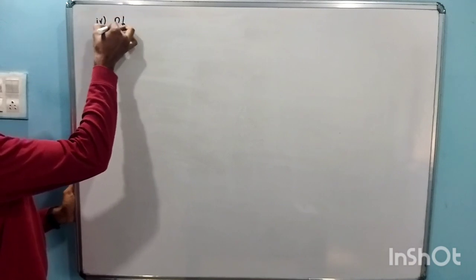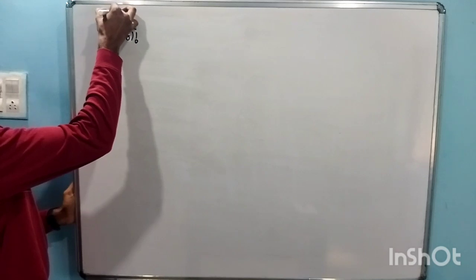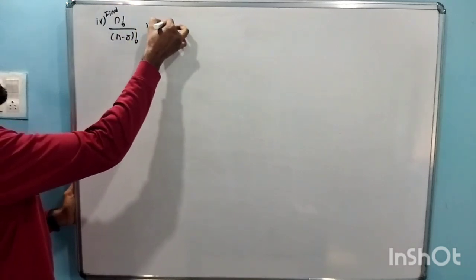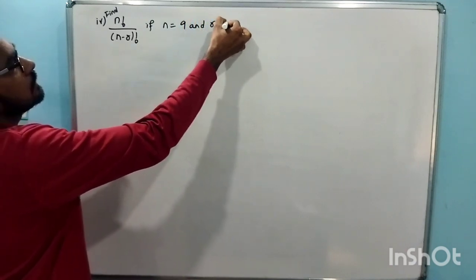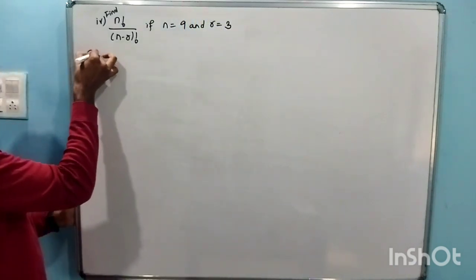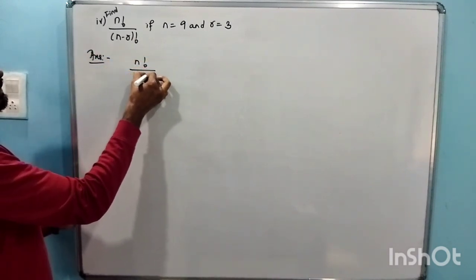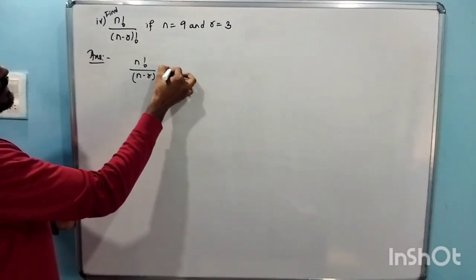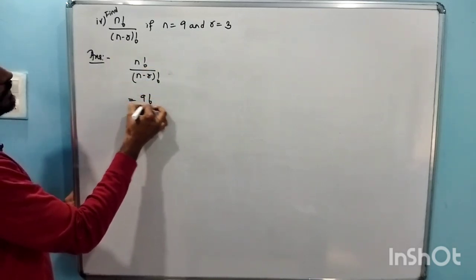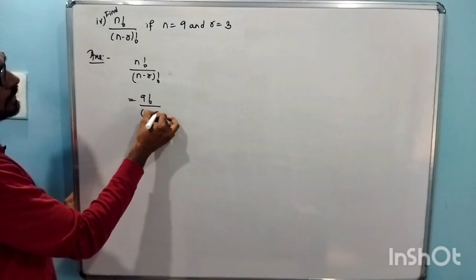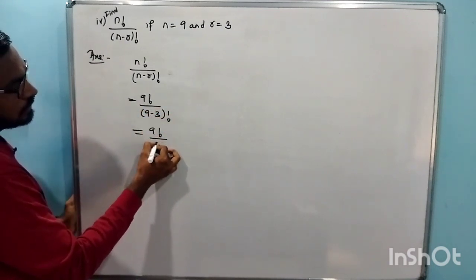Next, fourth problem. n factorial upon (n minus r) factorial. Find n factorial upon (n minus r) factorial if n is equal to 9 and r is equal to 3. So we'll check this. Here n factorial upon (n minus r) factorial. In place of n you have to put 9, so 9 factorial, and in place of r you have to put 3, so (9 minus 3) factorial. So 9 factorial upon 6 factorial.